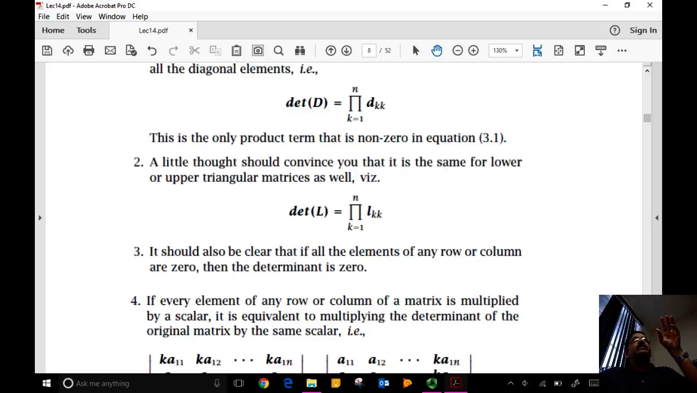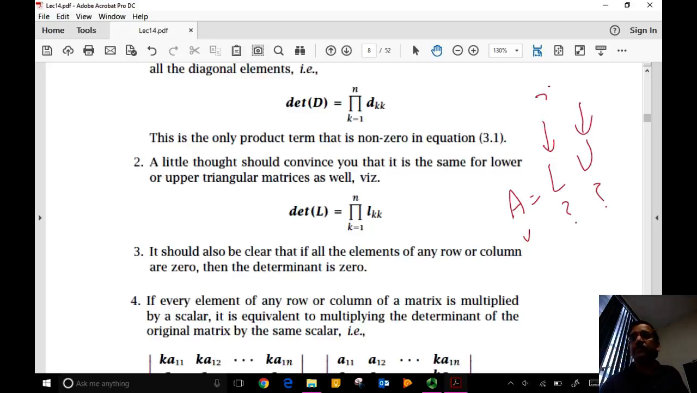When you are given a matrix A and you have to write it as a product of L and U, this is unknown and this is unknown. A is known. So you have n square elements in A. That equation essentially says that there are n square equations, right? But how many unknowns do you have here? N square. N square. So there are 2 n square unknowns, but only n square equations, right?